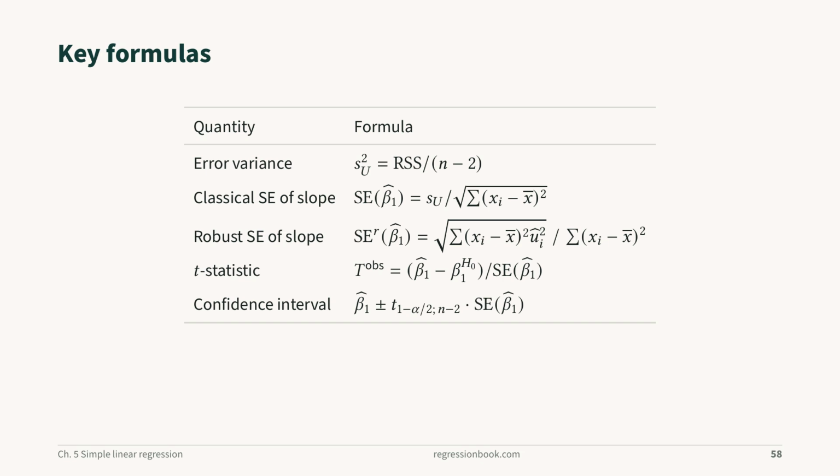5 formulas earn a permanent card. The error variance as residual sum of squares over n-2. The classical standard error of the slope. Its robust sandwich counterpart. The t-statistic against any null, and the confidence interval, estimate plus or minus critical value times standard error. Everything else in the chapter is commentary on these 5 lines.